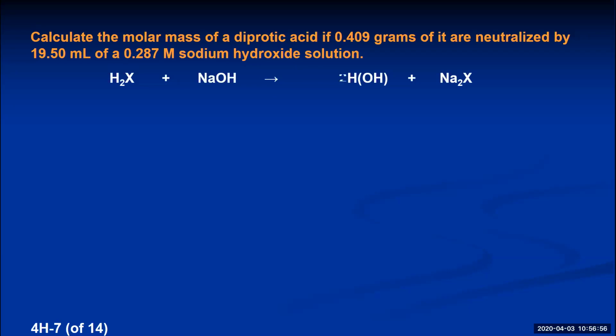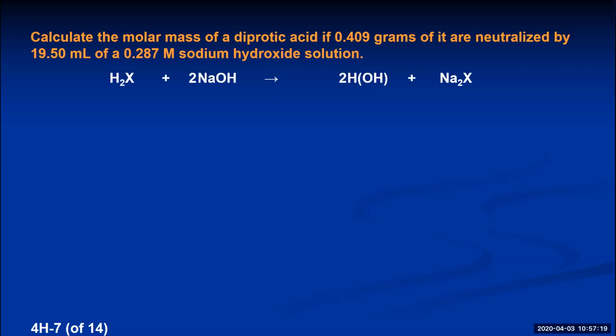To balance the equation, because I have 2 hydrogens on the left side, I'll put a 2 in front of the water on the right. And now that gives me 2 hydroxides on the right, so I'll put a 2 in front of the NaOH, and that now balances the sodiums. So now we have a balanced equation. Let's write down what's given and what we're trying to figure out. We know 0.409 grams of the diprotic acid. What are we trying to solve for?